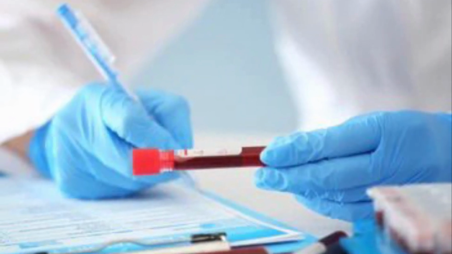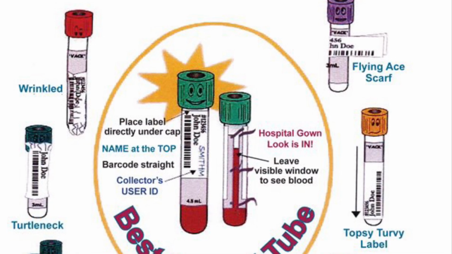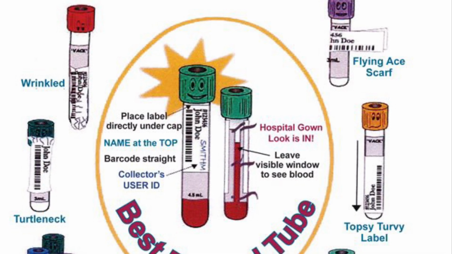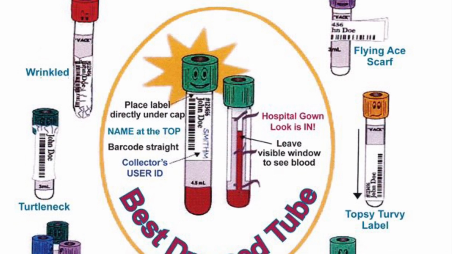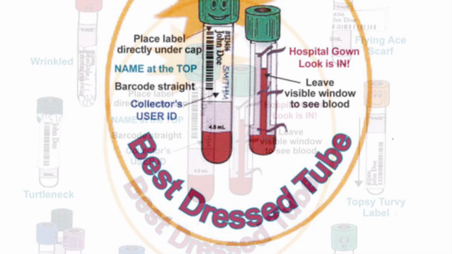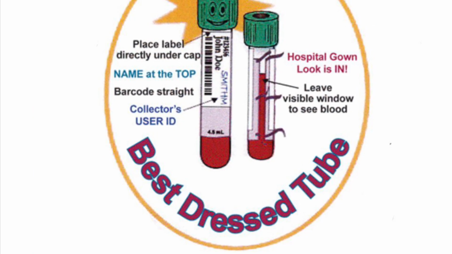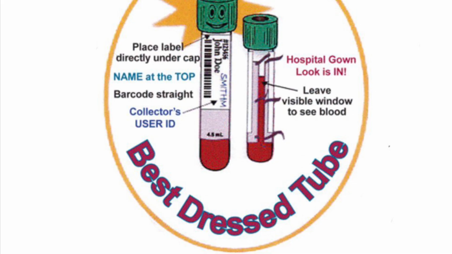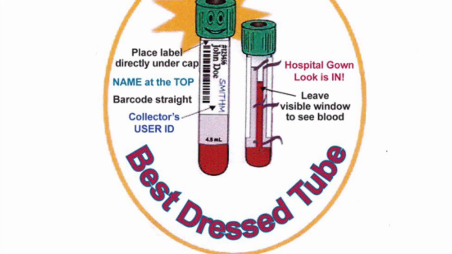In addition to the requirements for what should be on the specimen label, it is also important to know how to properly place the label onto the sample specimen. The image on the screen shows how a specimen should and should not be labeled. Starting with the center tube, this is considered the best dressed tube. The label is placed directly under the cap with the patient's name positioned at the top and the barcode oriented straight so it can be scanned easily by the laboratory analyzers.